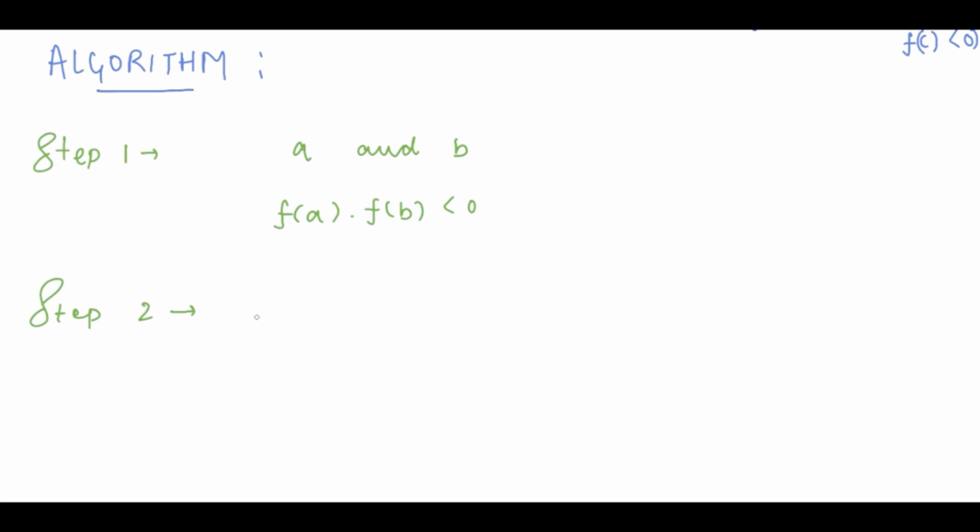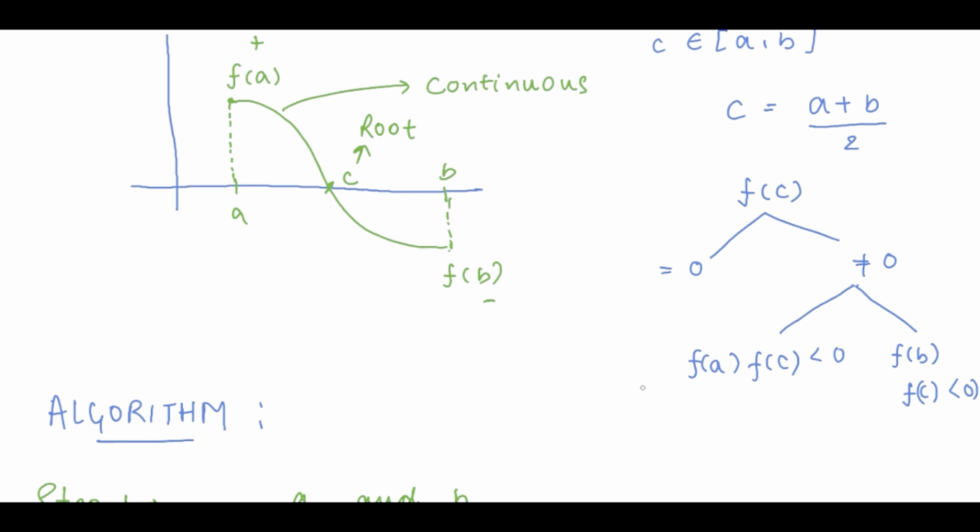In the very step 2, compute the midpoint c, that is equal to (a + b) / 2. And in step 3, you need to evaluate f(c). Now, if f(c) equals 0, you just stop. Otherwise, you need to replace either b by c or a by c, like in this case, and repeat until the desired accuracy is achieved.